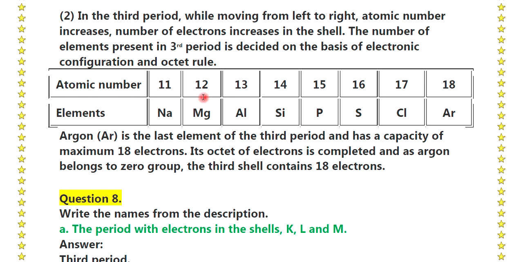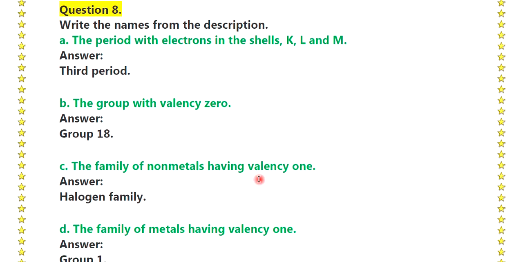Atomic numbers are 11, 12, 13, 14, 15, 16, 17, 18. Elements are sodium, magnesium, aluminum, silicon, phosphorus, sulfur, chlorine and argon. Argon is the last element of the third period and has a capacity of maximum 18 electrons. Its octet of electrons is completed, and as argon belongs to the 0 group, the third shell contains 18 electrons.